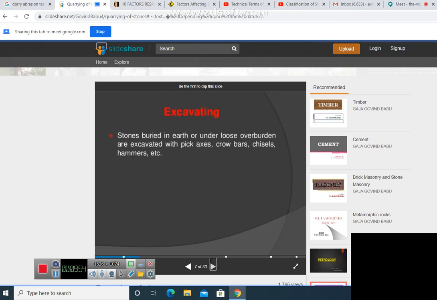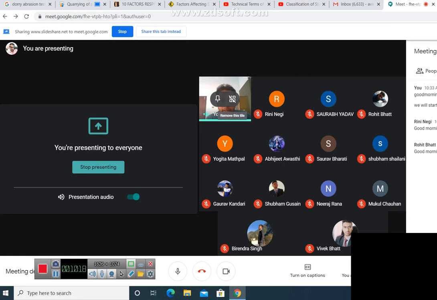Excavating. Excavating is one method of quarrying. For the stones that are buried in the earth or those stones which are existing in loose overburden, you will be using tools like pickaxe, crowbars, chisels, hammers, etc. So that is the excavation method. What do you mean by excavation? In some cases stones may be buried in the earth.